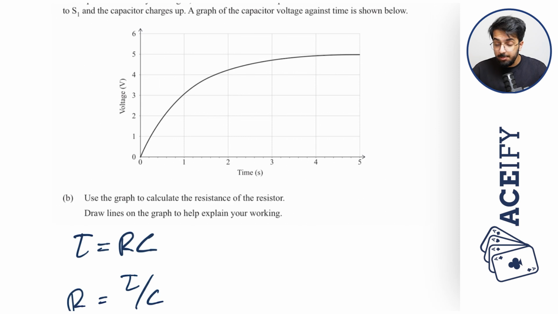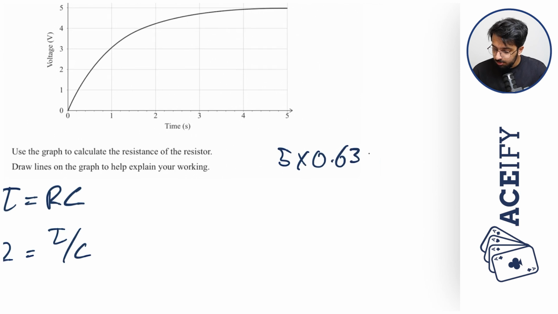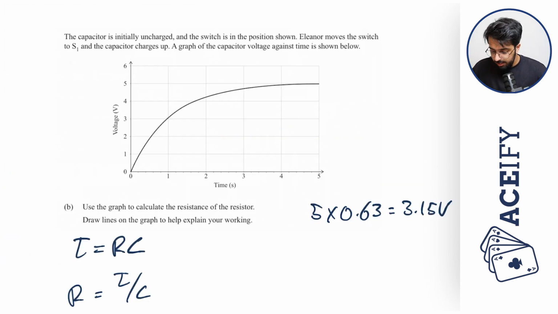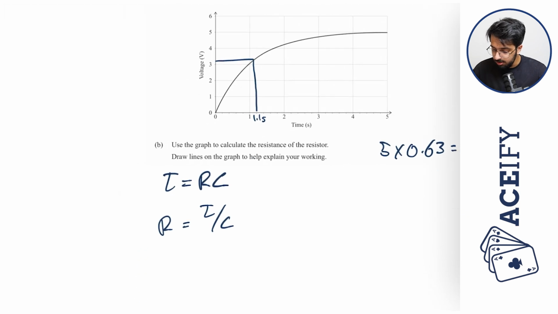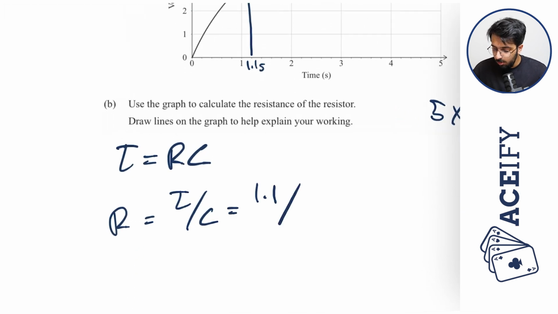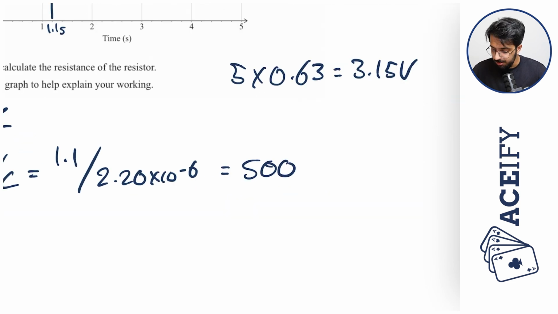Now remember, after one time constant, our voltage is going to rise to 63% of its max value. So 63% of 5 volts, and so 5 times 0.63 is equal to 3.15 volts. And so 3.15 is going to be roughly right over here on the graph. As you can see, that is roughly at 1.1 seconds. And so our time constant is going to be equal to 1.1 all over our capacitance, which is 2.2 times 10 to the negative 6. And this gives a resistor value of 500,000 ohms.